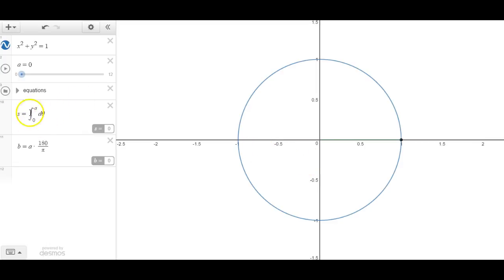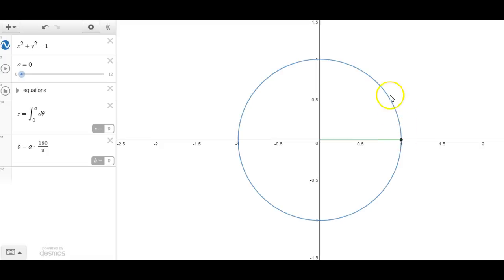Down here, this is calculus. You don't have to worry about this right now, but this tells us a formula for what we call arc length. In a moment I'm going to start increasing the angle of this little green segment off the x-axis, and this black dot is going to color the blue circumference of the circle green. That's what we call arc length.